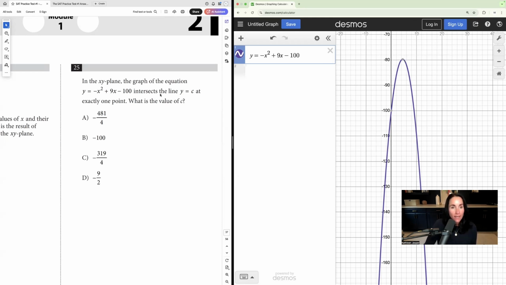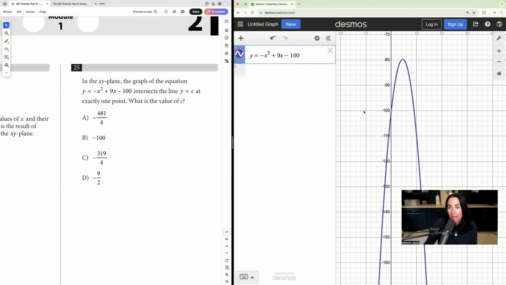Now, it says it intersects the line y equals c at exactly 1 point. When you intersect a line at exactly 1 point, it's the vertex. Because if I drew a line here, it would hit it just right here at that very, very top point on the parabola. If I drew a line here or here, it would hit in 2 spots. It would hit here and here.